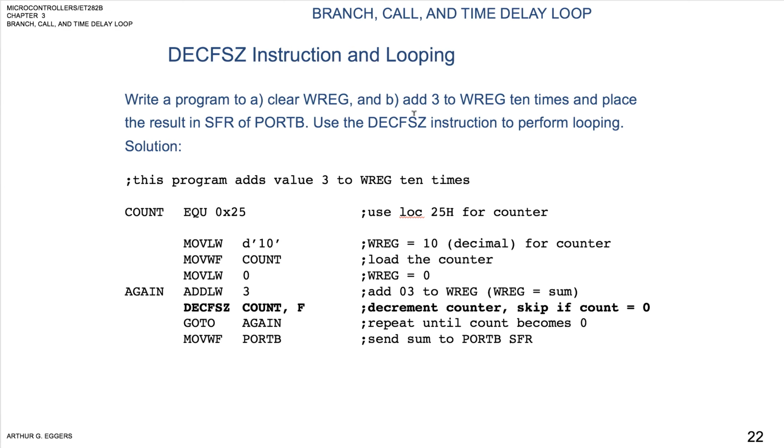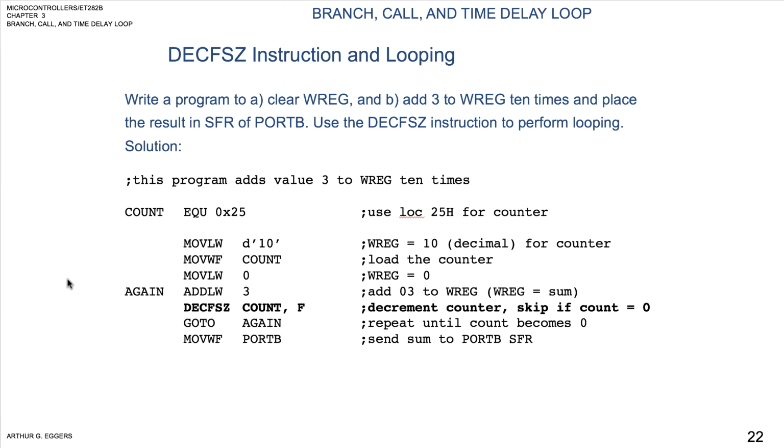So we've got a couple of statements here that we've named. We've got count and we've got again. So we've given them names for these instructions. So the GOTO again then goes back to the start of the loop. Next, it decrements. Our counter then becomes 8. And because it's not 0, it executes the GOTO again. It goes on like that until the counter becomes 0. Upon the counter becoming 0, it skips the GOTO, which gets it out of the loop, and it executes the MOVWF PORTB instruction.